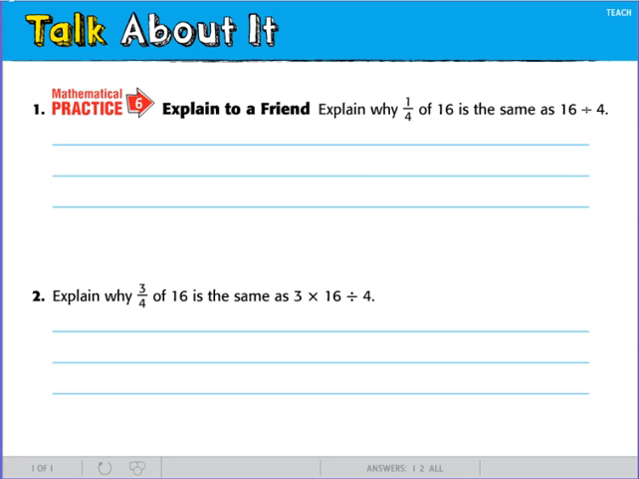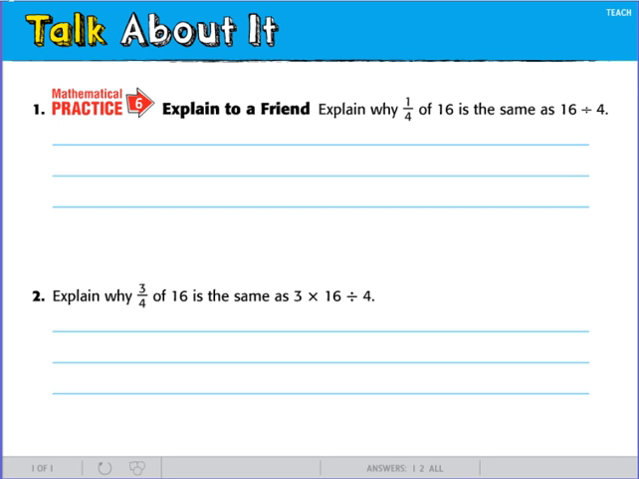Alright, so explain to a friend why 1/4 of 16 is the same as 16 divided by 4. Can anybody explain to me why 1/4 of 16 is the same as 16 divided by 4? Because you're going to divide 16 by 4, and then it's the same thing because you get the same answer. 4.